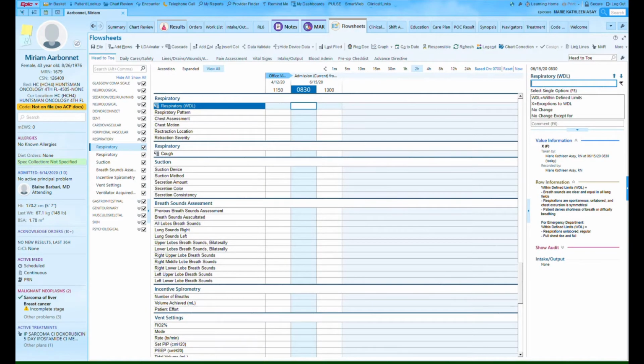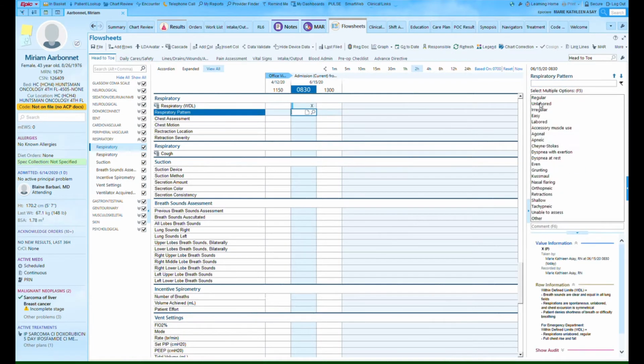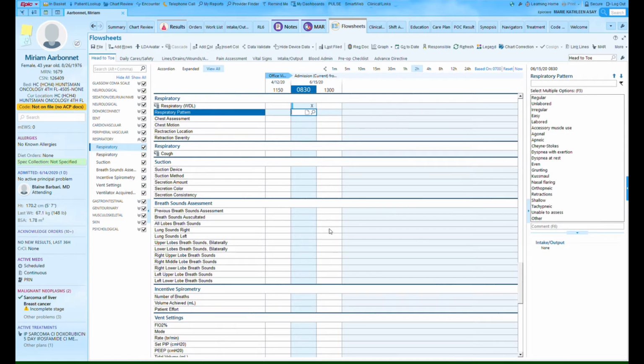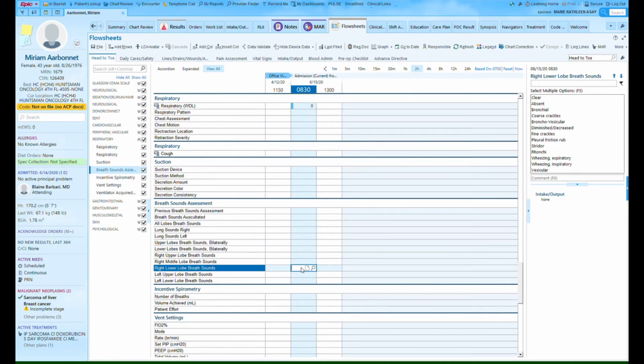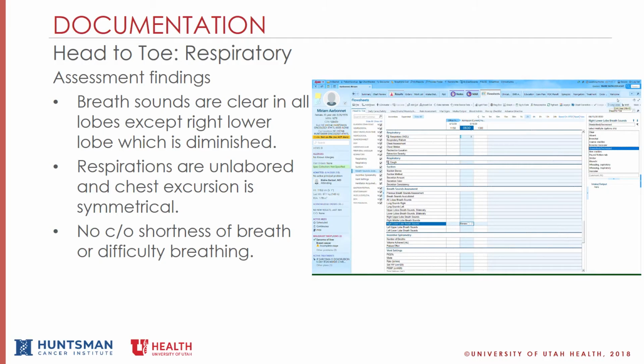This patient does not meet the WDL definition. Let's look how to chart this. So you would chart an X for exceptions to WDL. What was the exception? The right lower lobe was diminished. So we will go down and find the right lower lobe, select diminished, and our charting is complete because that is the only thing that was outside of the WDL definition.